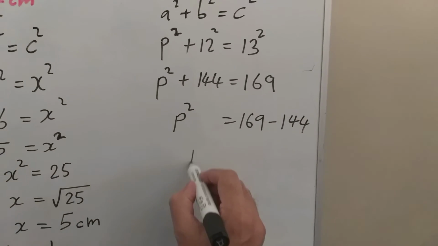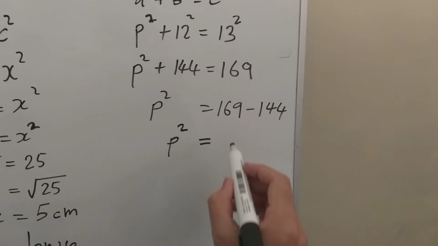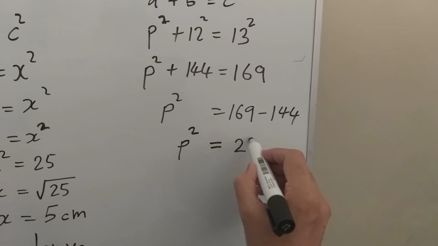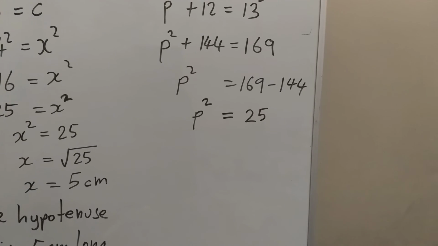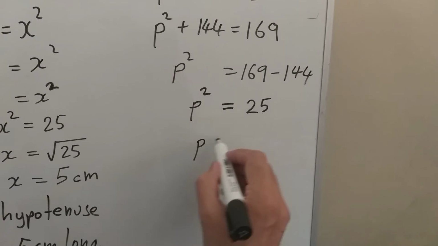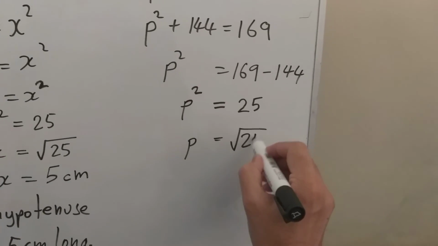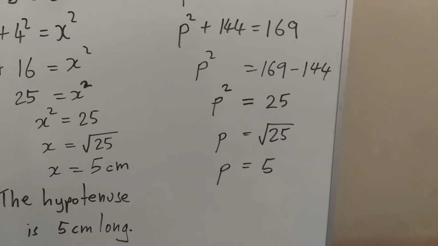Now, if you subtract 169 take away 144, you get the result 25. So, P would be equal to the square root of 25 and P will be equal to 5.